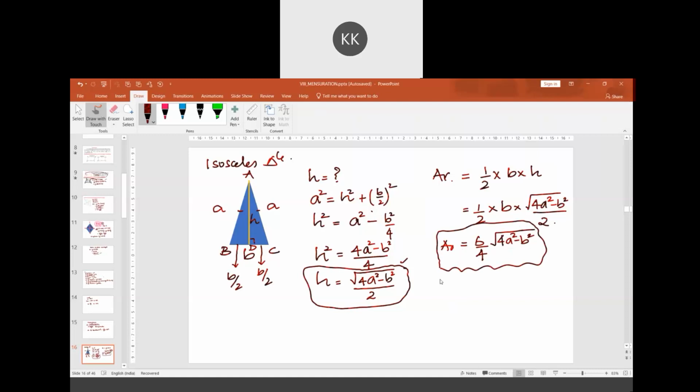Why did I take 2 there? When we apply the root, it is a root for both numerator as well as the denominator. In the denominator we have got 4. Root 4 is 2.